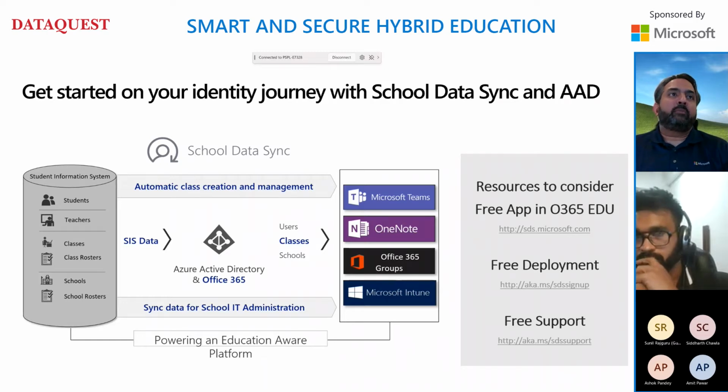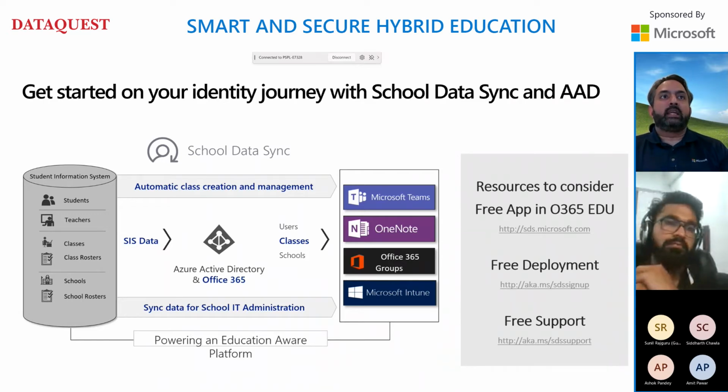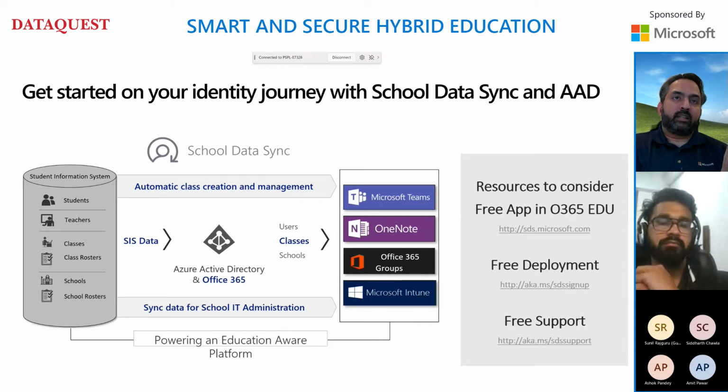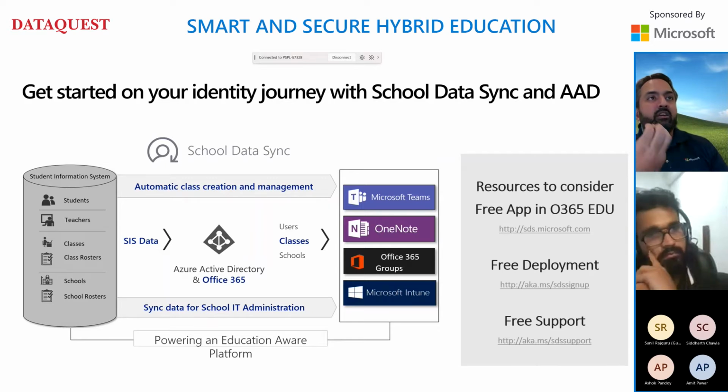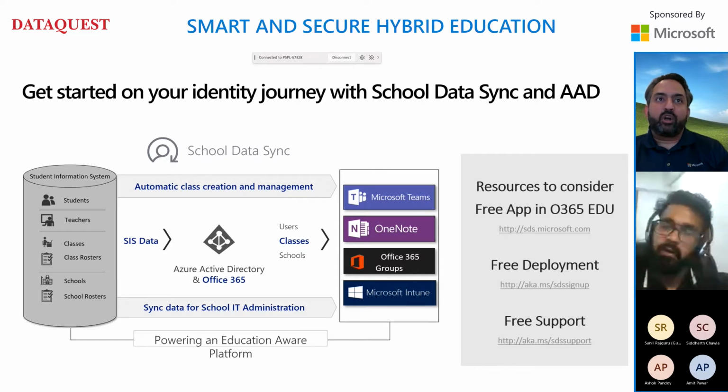Because otherwise, we end up doing things manually. We want to get away from creating users manually, deleting users manually, progressing them from one year to the next or one subject to the next manually. So what we ended up doing was creating in the cloud a free service that enables you to use your SIS data, your authoritative data, to synchronize that and create your Teams, your groups, your OneNotes, your Microsoft Intune groups for management, your Office 365 security groups, distribution groups, all using the free service in the cloud.